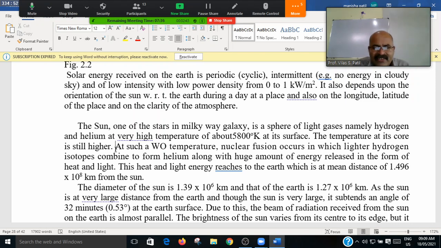At such a high temperature, nuclear fusion happens. Hydrogen is lighter, it combines and converts into helium, and a huge amount of energy is released and light is created. That heat and light energy reaches the earth, and the distance is 1.4 × 10⁸ kilometers. This distance from the earth surface to the sun surface will be very high, about 1.496 × 10⁸ kilometers from the sun.